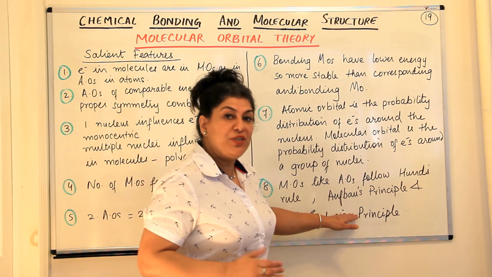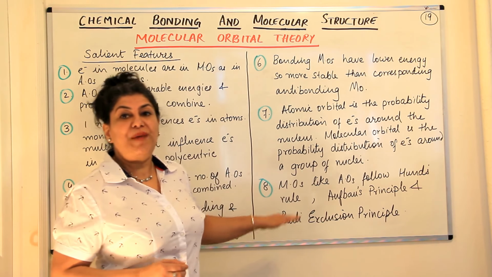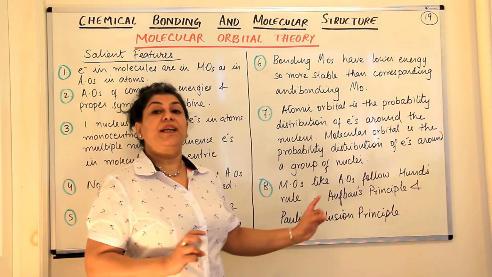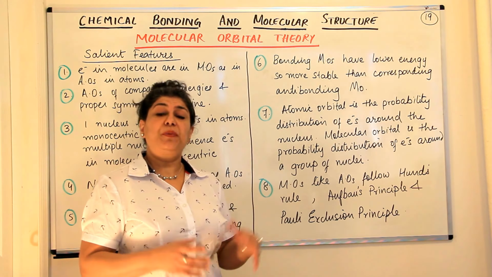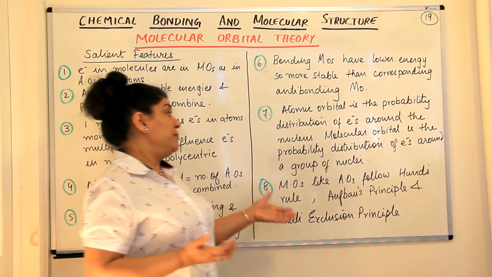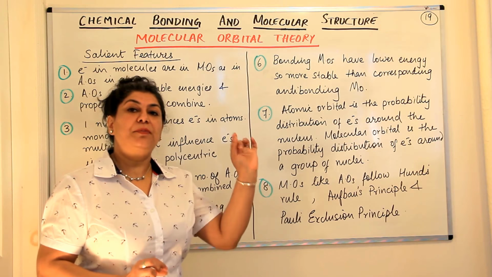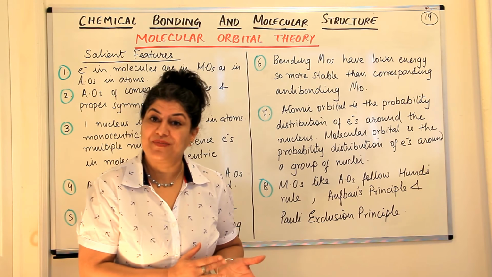So they follow Aufbau's principle, electrons fill up according to increasing energy of orbitals. They follow Hund's rule of maximum multiplicity. If they have degenerate orbitals, they would occupy them singly and then the pairing starts. And finally, they follow the Pauli exclusion principle. The Pauli exclusion principle for atoms is that no two electrons can have the same set of 4 quantum numbers. Here also, we don't use quantum numbers exactly, but no two electrons can have the same configuration. Each one has a distinct position in the molecular orbitals, just as electrons had in atomic orbitals.